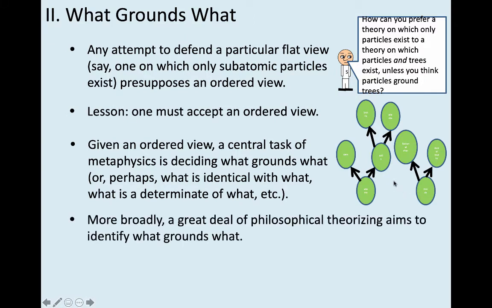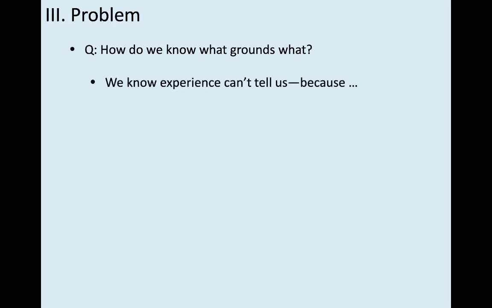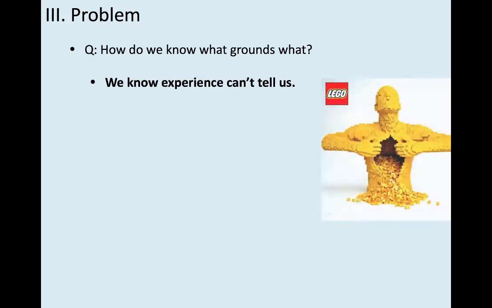And so on and so forth. More broadly, a great deal of philosophical theorizing aims to identify what grounds what. Now here's a problem. How can we determine what grounds what? What's the epistemology for grounding? We know experience can't tell us what grounds what. Why do we know that? Well, we already talked about this.